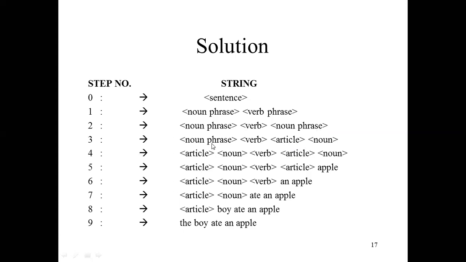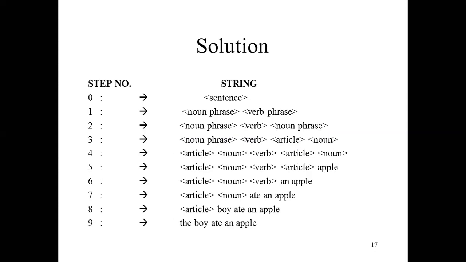Again, come to noun phrase, because you have already broken these items. Now you can break noun phrase into article and noun. This is again a noun phrase, and this is again. So now you can break it into article and noun. Now you have already broken all the big things.